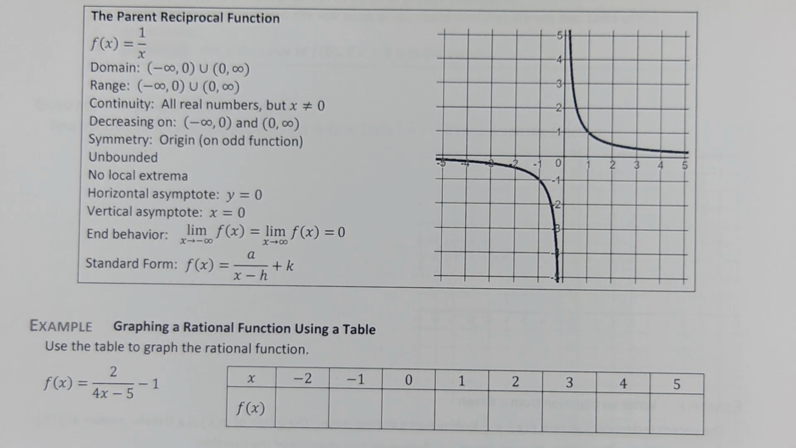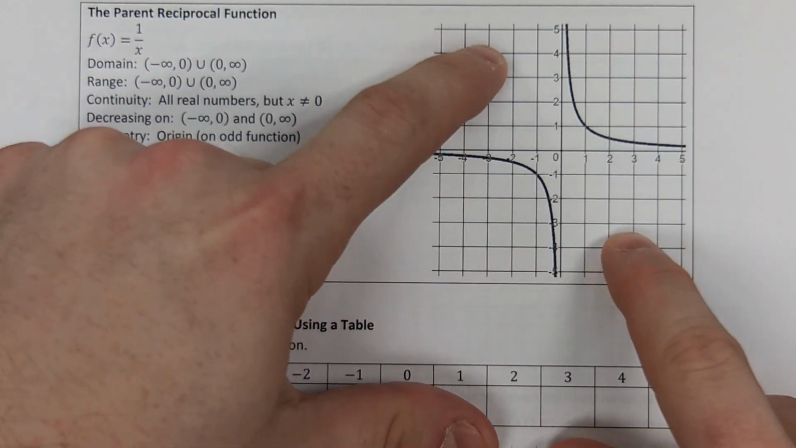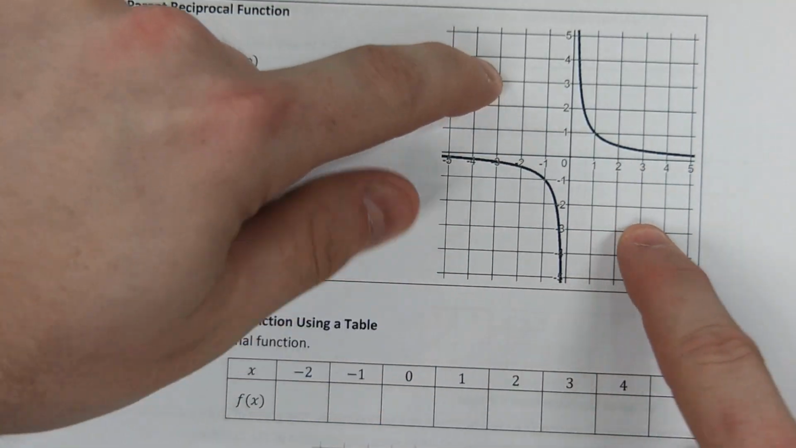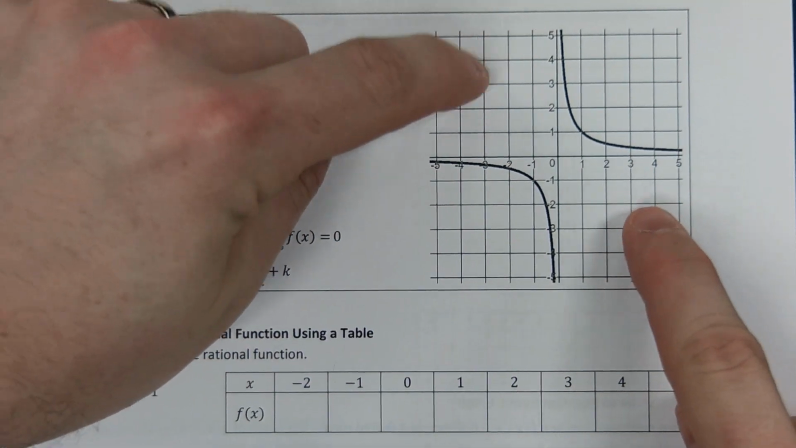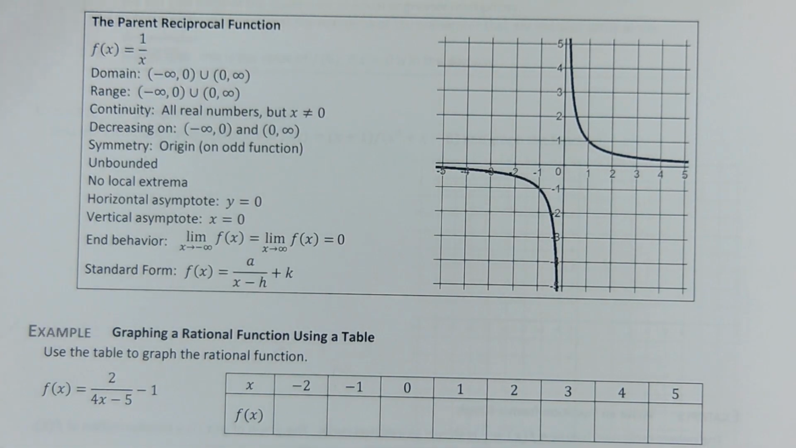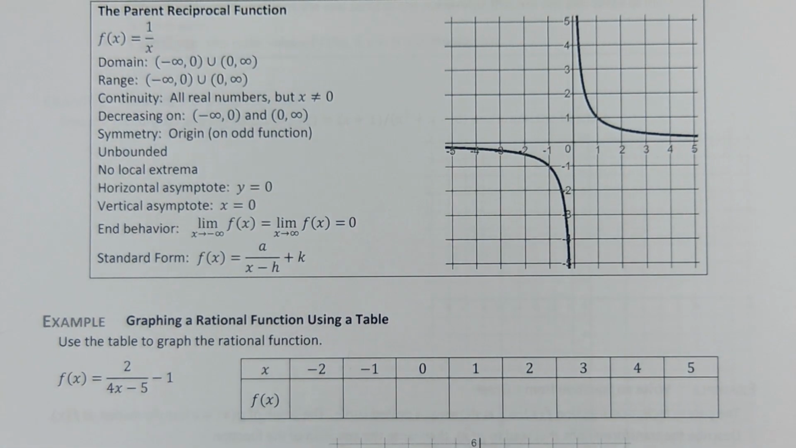It has odd symmetry. So reflecting it upside down over the x-axis is the same as reflecting it left-right over the y-axis. Either way, it puts the two curves in quadrants 2 and 4. So it's oddly symmetric. Reflecting over x is the same as reflecting over y. It's unbounded because it goes forever up and down. It has no maximums, no minimums, and then asymptotes.